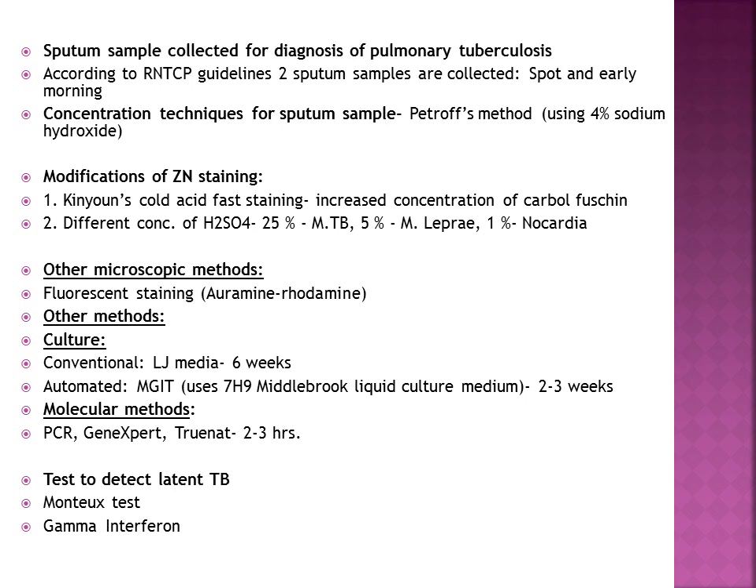Then other methods: one is culture, which can be the conventional method by use of Lowenstein-Jensen media, but the disadvantage is that it takes around 6 weeks. Then the faster method is the automated method, in which we can get a report within 2 to 3 weeks. And the molecular methods used are PCR, GeneXpert, TrueNAT, in which you can get reports within 2 to 3 hours.